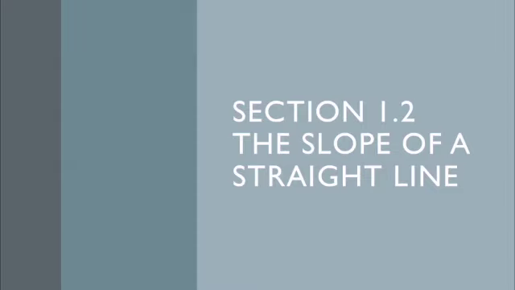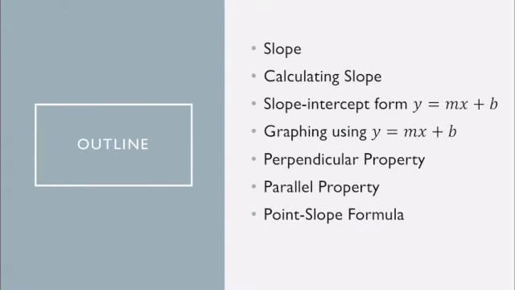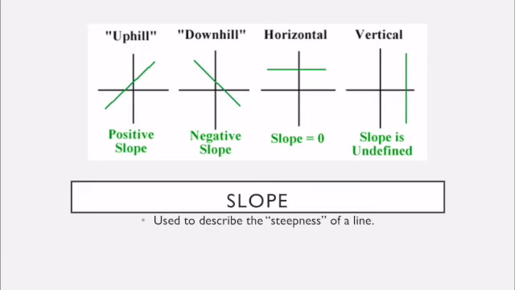Now I want to talk about slope of a straight line. So here's what we're going to be talking about in this section. Slope is used to describe the steepness of a line, okay? So lines that are going uphill have positive slope, downhill have negative slope, horizontal lines have no slope, right?